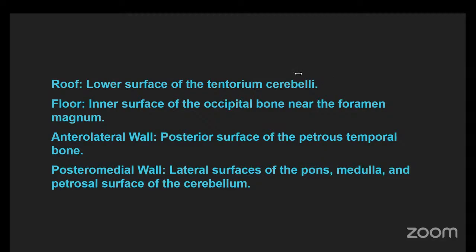Okay, let's start with the boundaries. We know that the CP angle is a narrow space, and we will see it in the illustrations. The roof is made by the tentorium cerebelli. On the floor, we have the inner surface of the occipital bone. The anterolateral wall is obviously the petrous temporal bone, especially the petrous apex in that region. And the posteromedial wall is formed by the brainstem itself.